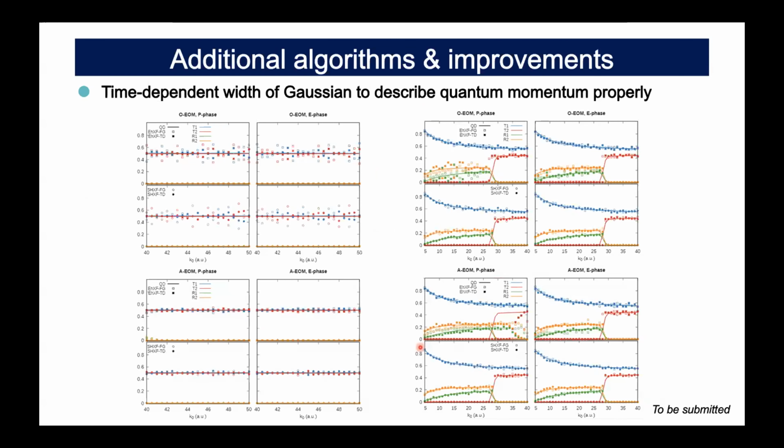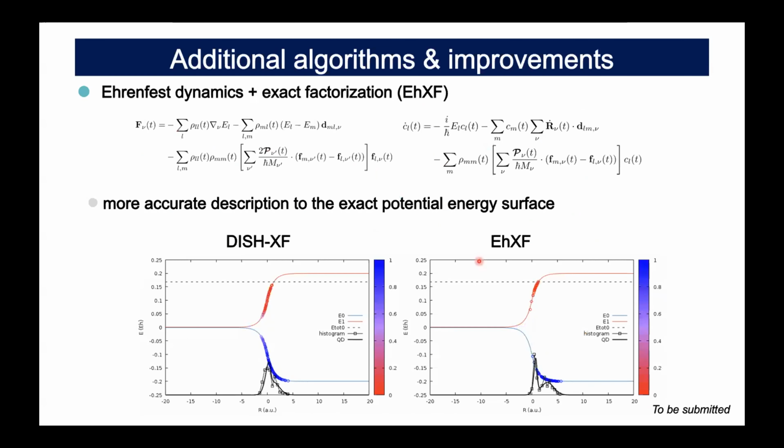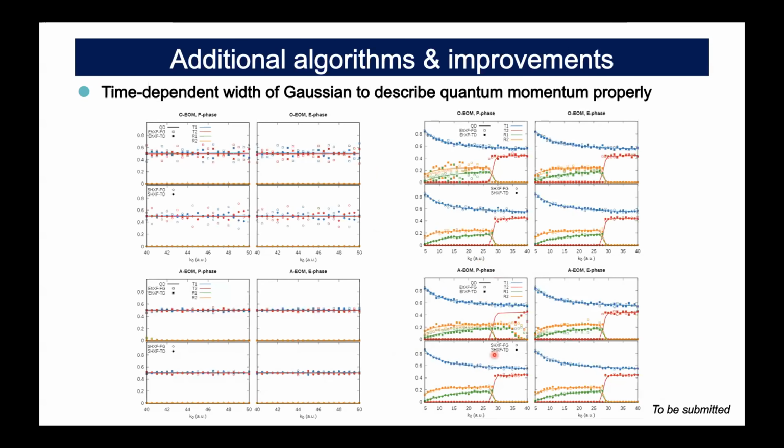And if you calculate the population transfers with different Tully models, then with these LM-fast dynamics with the time-dependence, we now try to put the time dependence in the Gaussian, so not a frozen Gaussian anymore. And by adding this time dependence in these quantum momentum calculations, we can obtain much better results. So this one will be added soon.